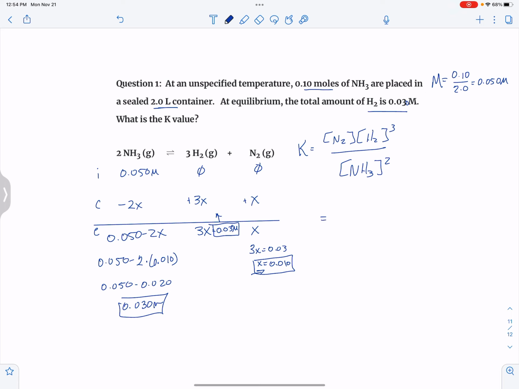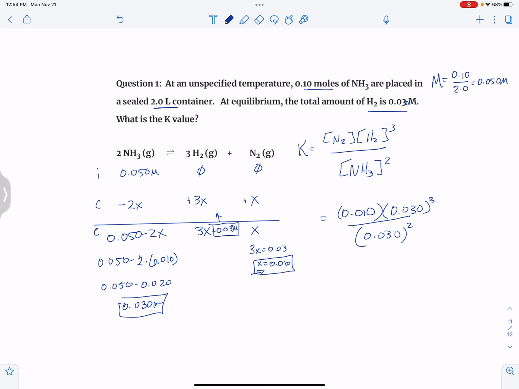Now I'm going to plug them in. 0.010 times 0.030. I lost where I was. There we are. This is why I've mentioned this before, color coding can help. Over 0.030 squared. And you have to be careful when you're filling it in. Don't lose that. Don't lose that.